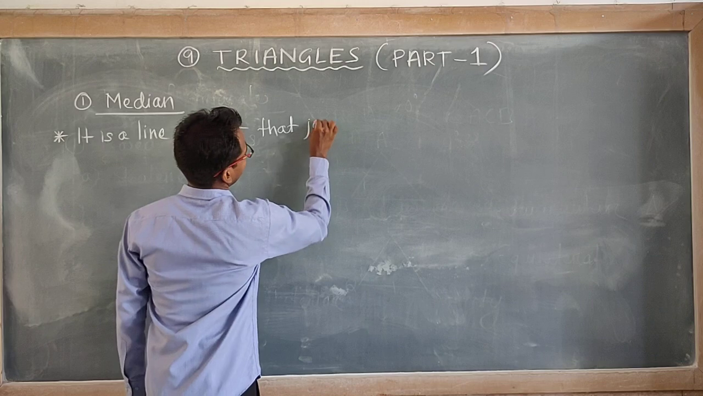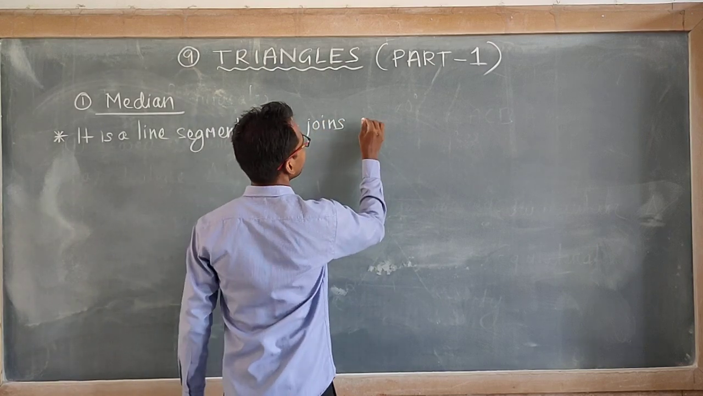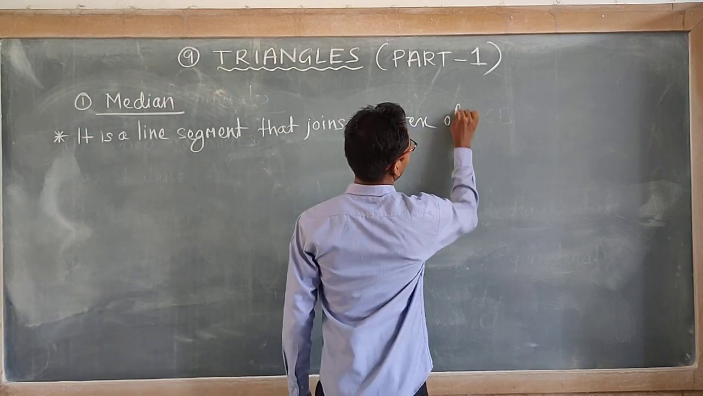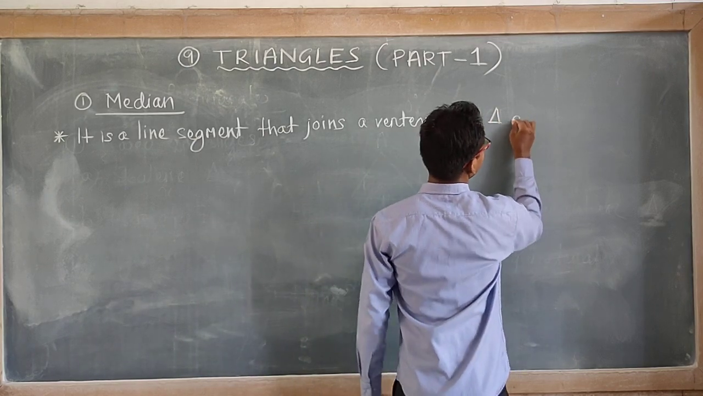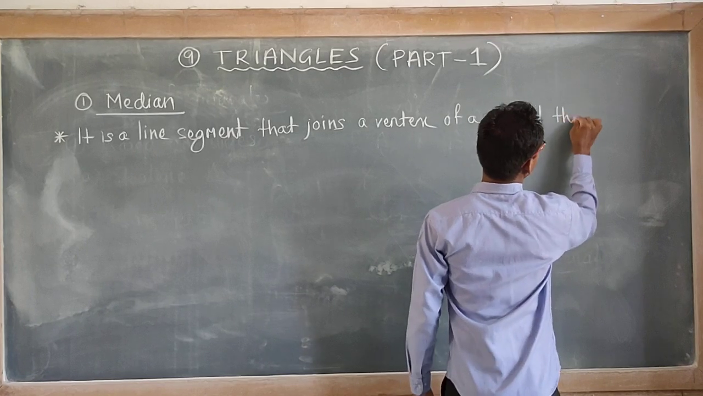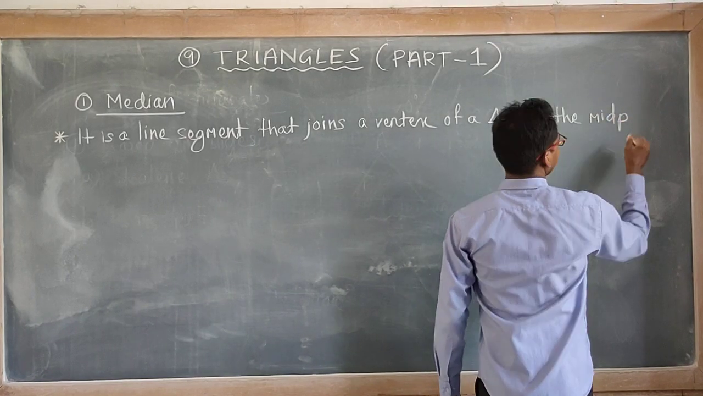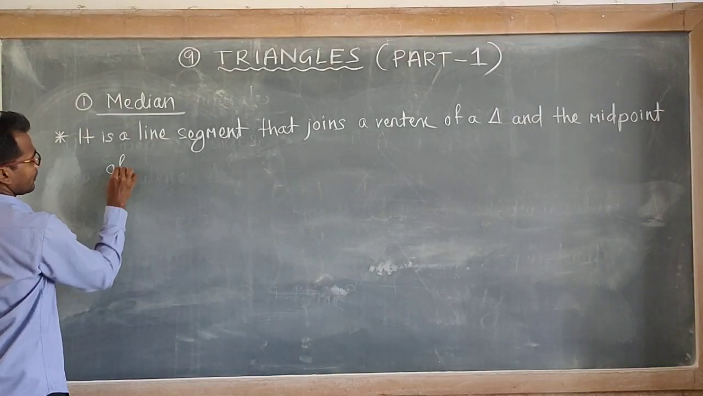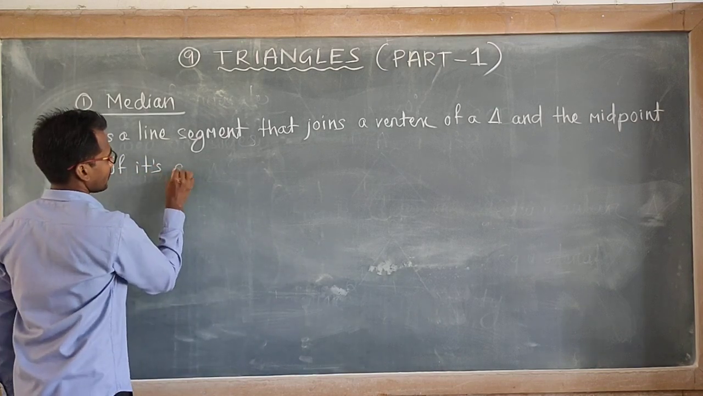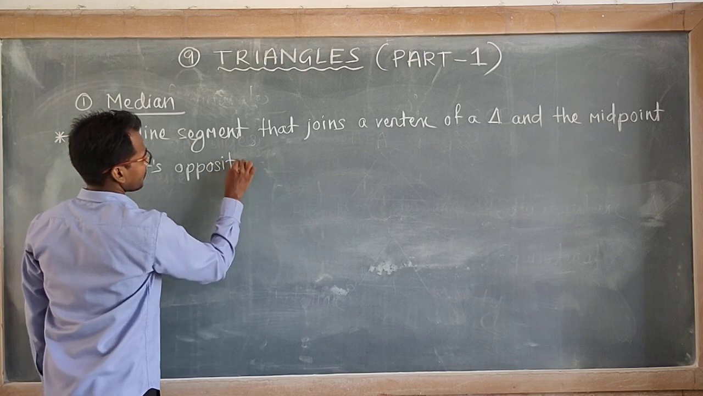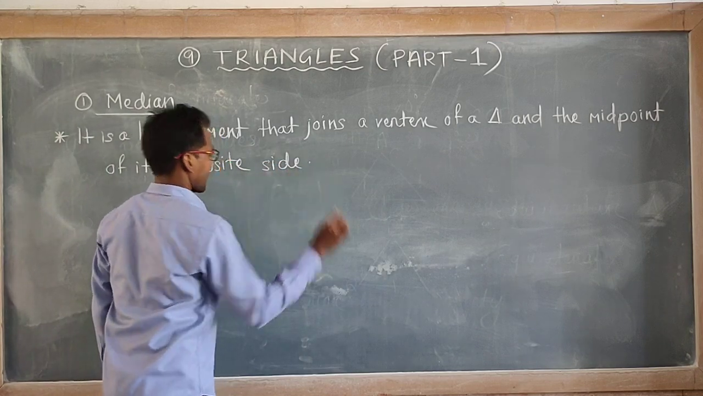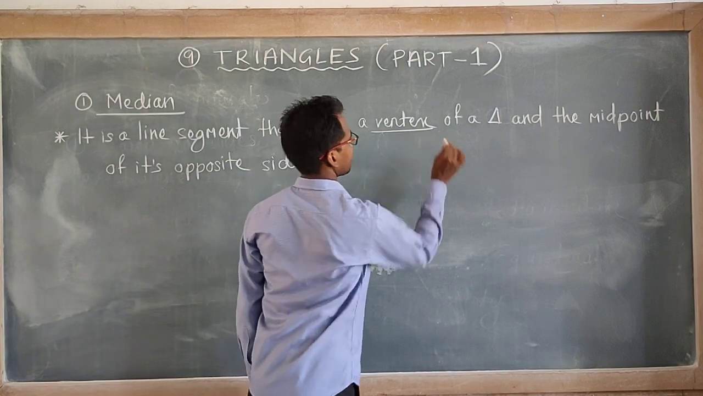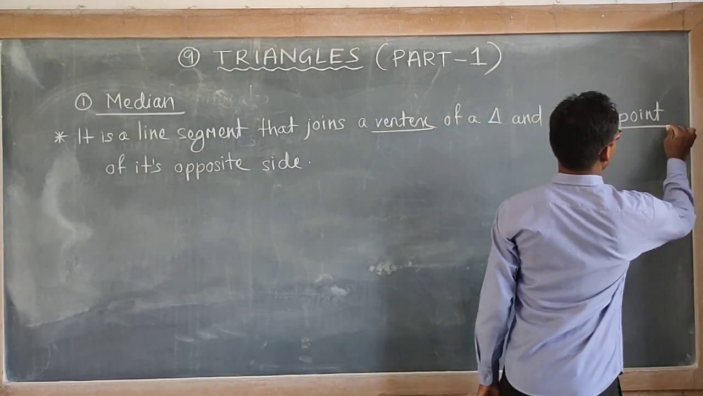It is a line segment that joins the vertex of a triangle and the midpoint of its opposite side. Remember this, it is a line segment that joins the vertex of a triangle and the midpoint of the opposite side.